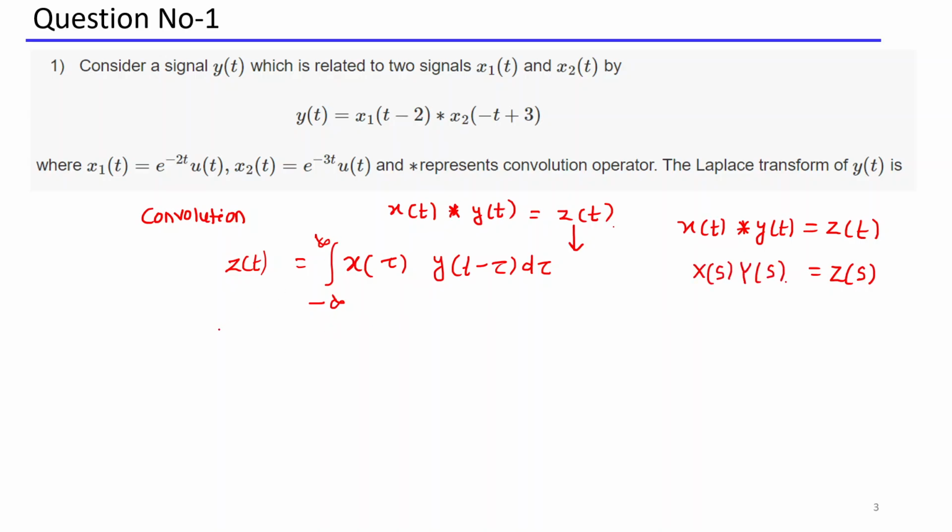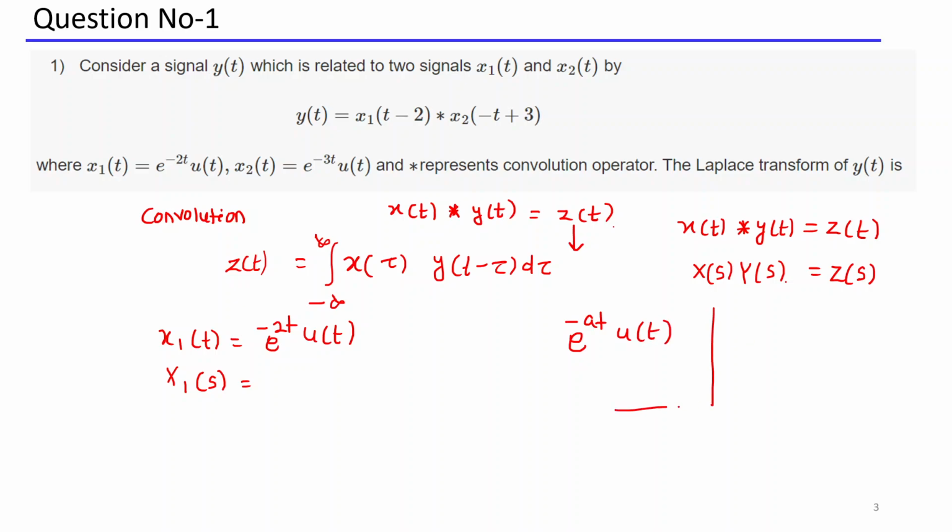Now in the question, x1 of t is given as e to the power minus 2t times u of t. Any signal in the time domain, if you represent it in the frequency domain using Laplace transformation, you have to replace it by s. Now if I find the Laplace transformation of this signal, x1 of s, what is the formula? It is e to the power minus at times u of t. Let me draw this signal.